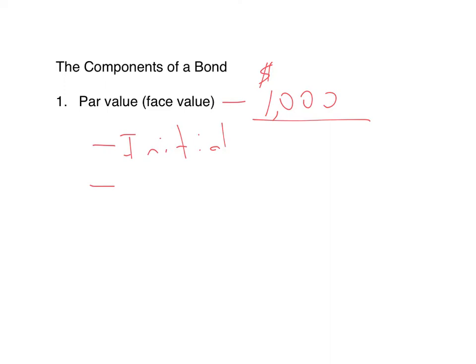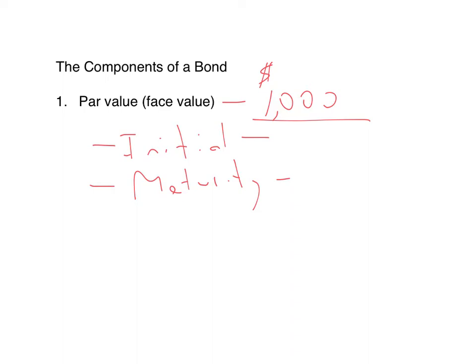Par value is also the value of the bond at maturity. In other words, when the bond matures, when it is redeemed, the corporation will pay the holder that $1,000 par value. So you might think of it this way, that par value is the initial or the birth value of a bond, and it is also the maturity or the death value of the bond. At the beginning and at the end of the life of the bond, it is worth $1,000.